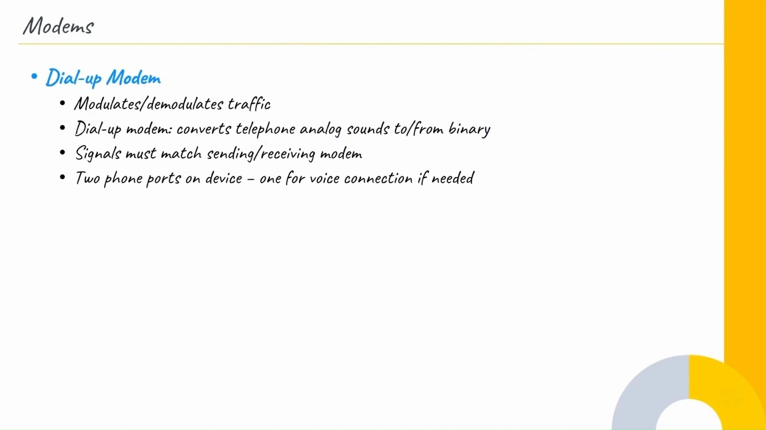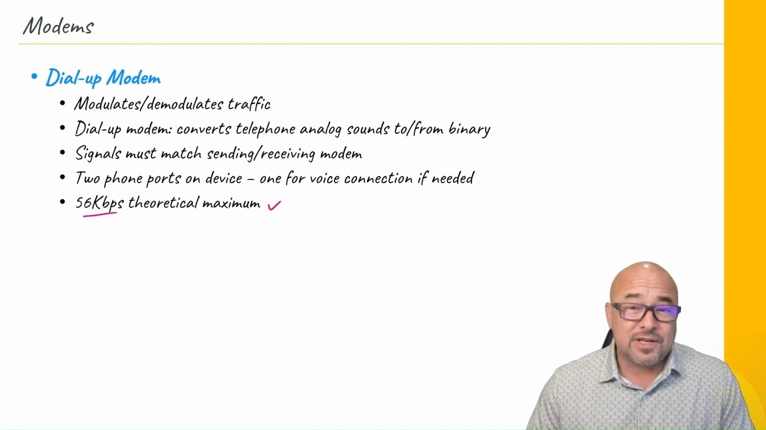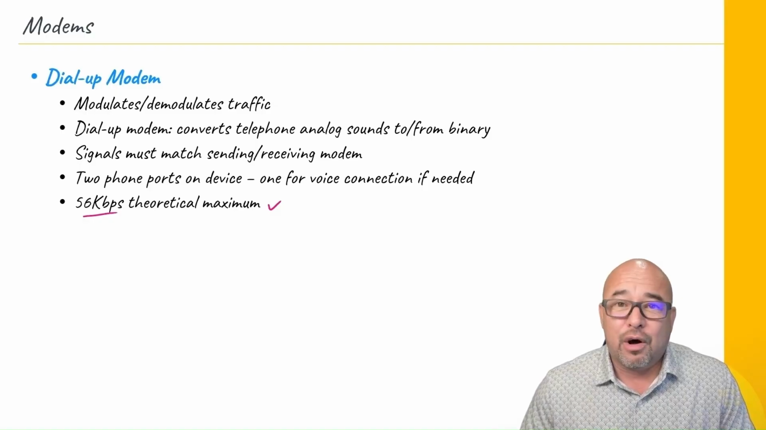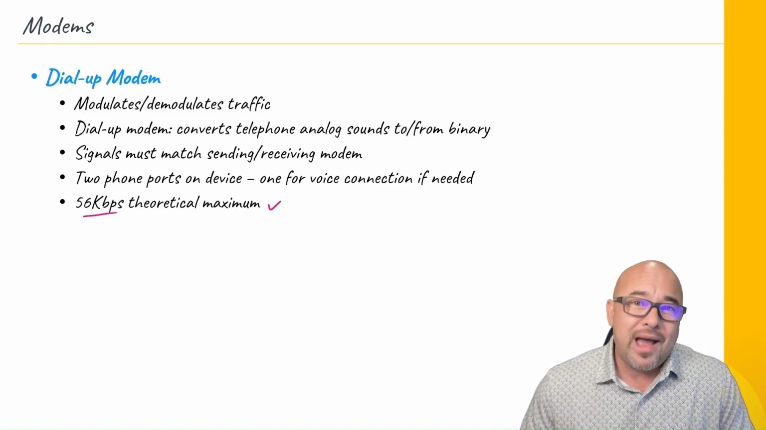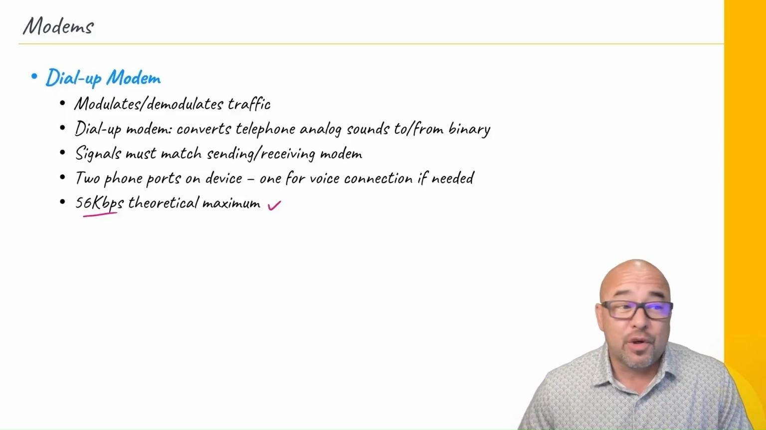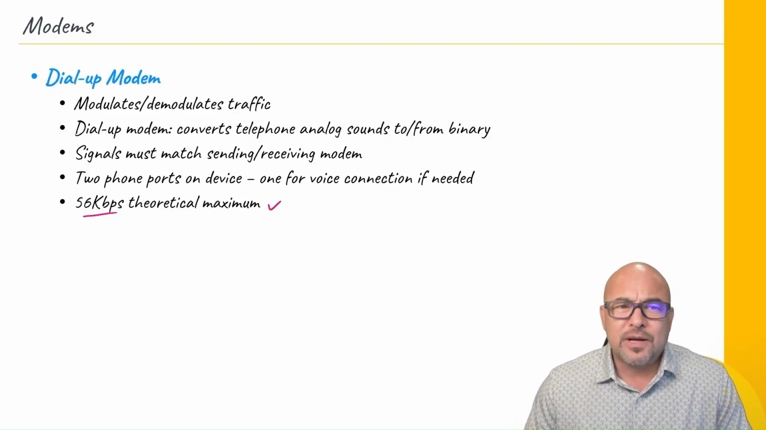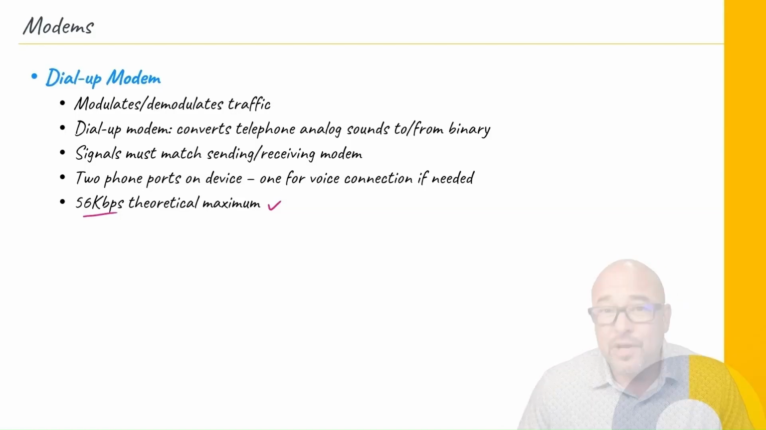At a maximum, these things would support 56 kilobits per second. That's so slow, I'm not even sure what you could do with 56 kilobits per second nowadays. Any web page you load at 56K would just barely load at all. It'd be very, very slow and frustrating. And that's basically what we had back in the old days. By the way, this was also a theoretical maximum. Usually it was much, much slower than that, usually around 33 kilobits per second.